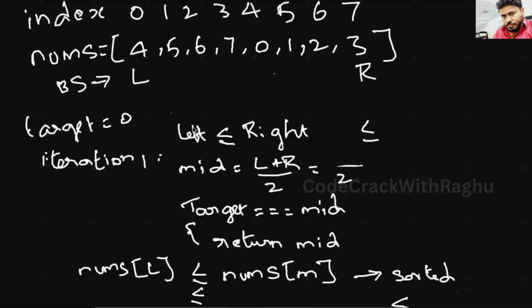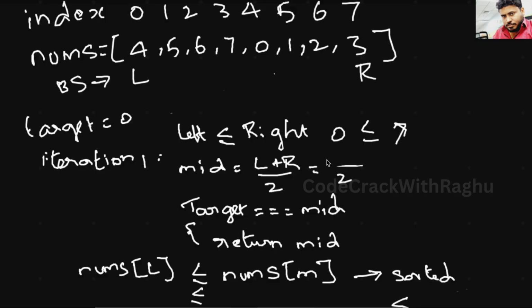Left means we need to indicate only the index. So the index of left is 0, and the index of right is 7. So I'm going to keep 0 here and this will be 7. If this is satisfied, we need to calculate the mid.